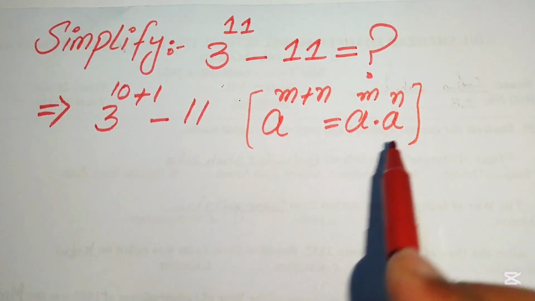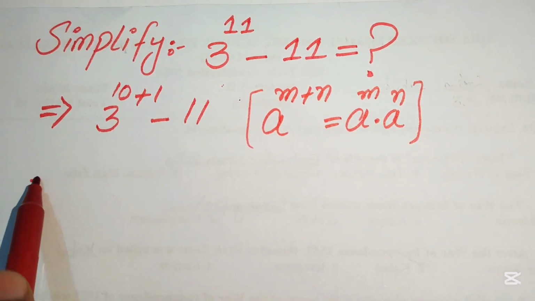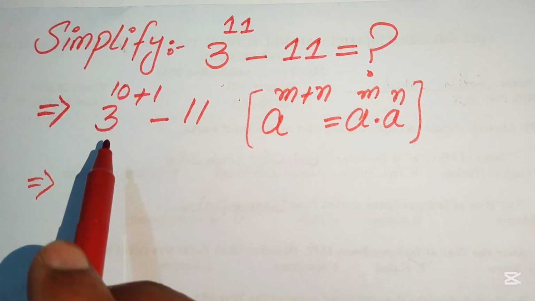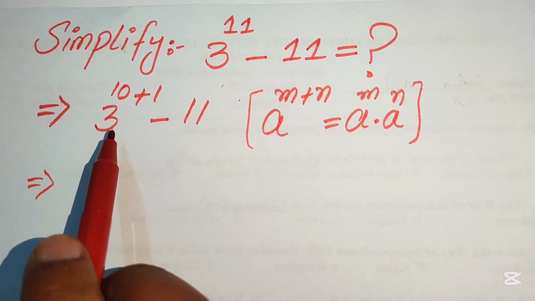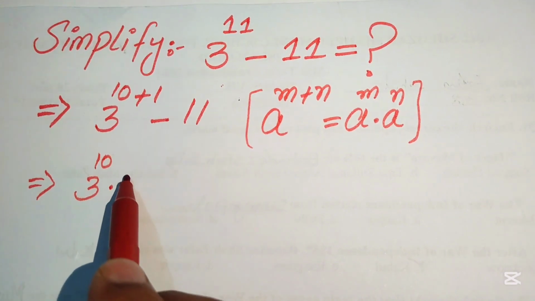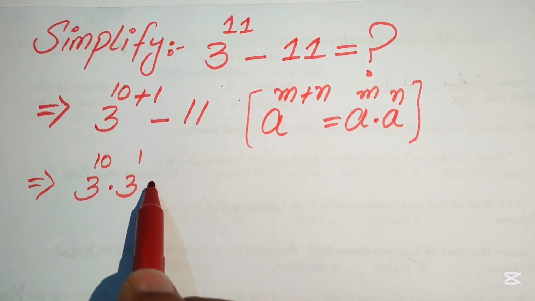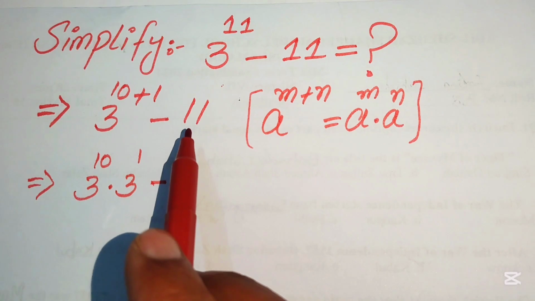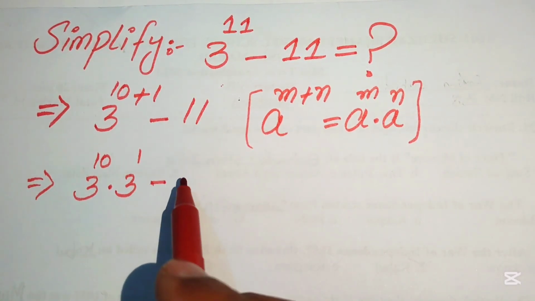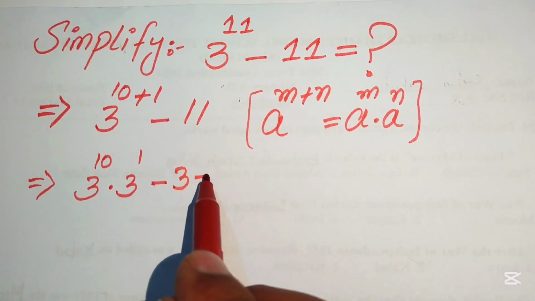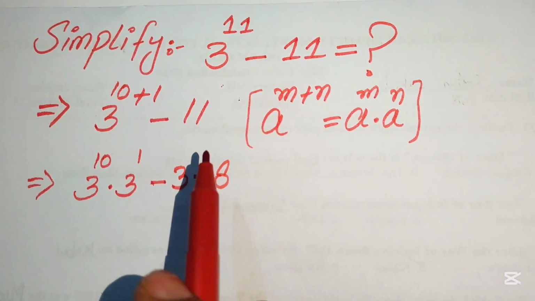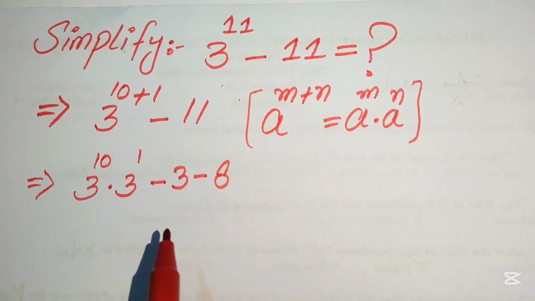Okay, so now we apply this nice exponential law in the first term. So the first term will be written as 3 to the power of 10 plus 1. After applying this formula, this will be written as 3 to the power of 10 into 3 to the power of 1 minus, here we now break again this 11. So we write this 11 as 3 plus 8. Okay, we know that 3 plus 8 is also equal to 11.